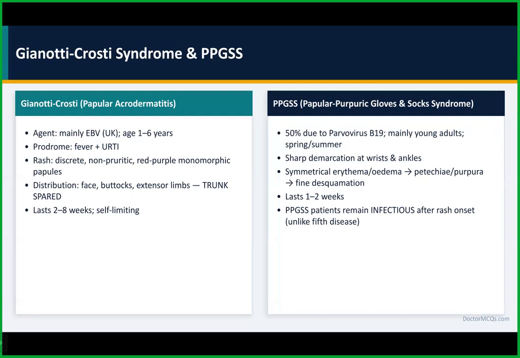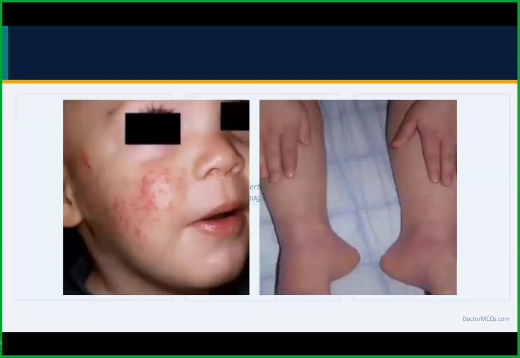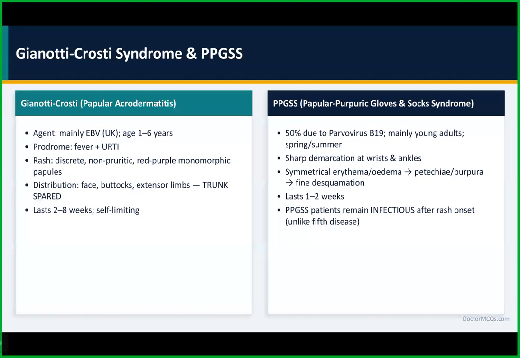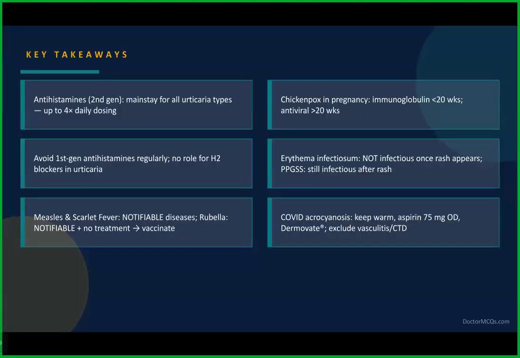And it remains infectious even after the onset of rash. This is not like fifth disease. In fifth disease, when the rash appears, the patient is not infectious, but in this condition, the patient is still infectious even after the rash appears. So you can see the rash on the face, and the second picture is of gloves and socks. The first picture is Gianotti-Crosti, from the EBV virus.